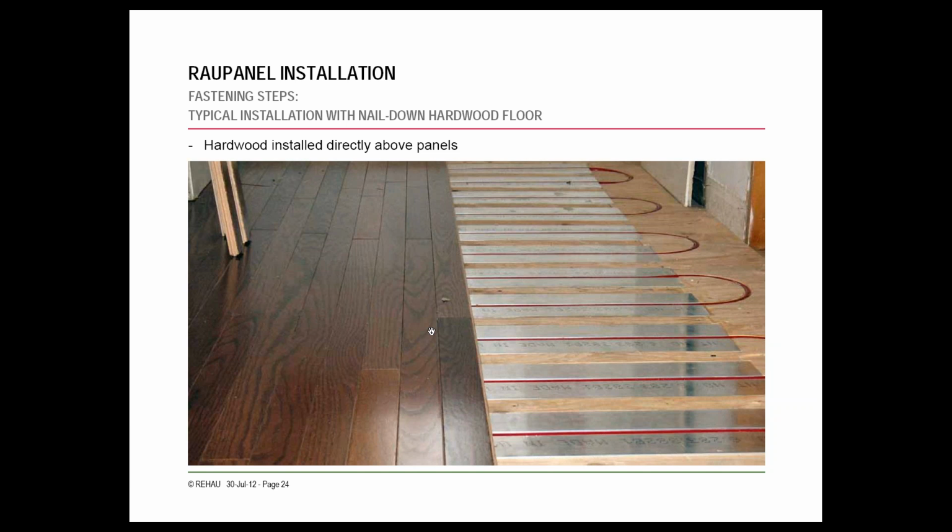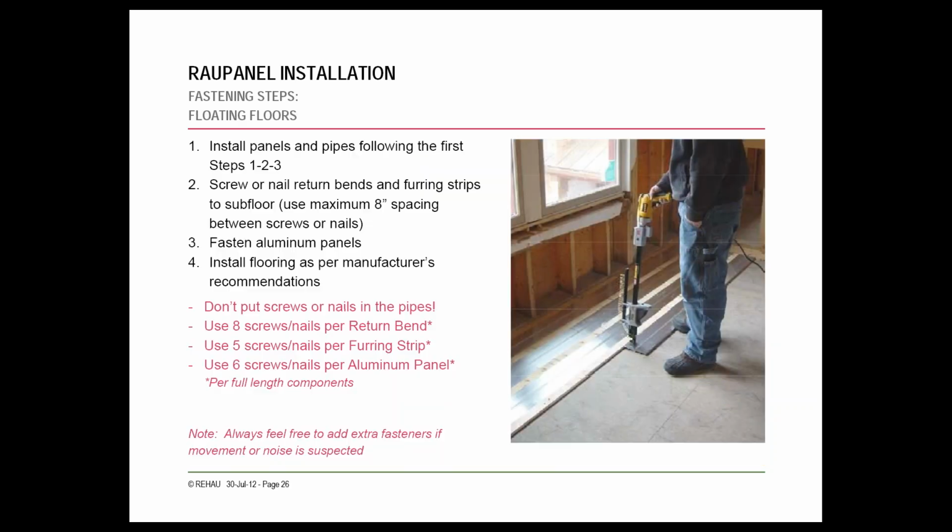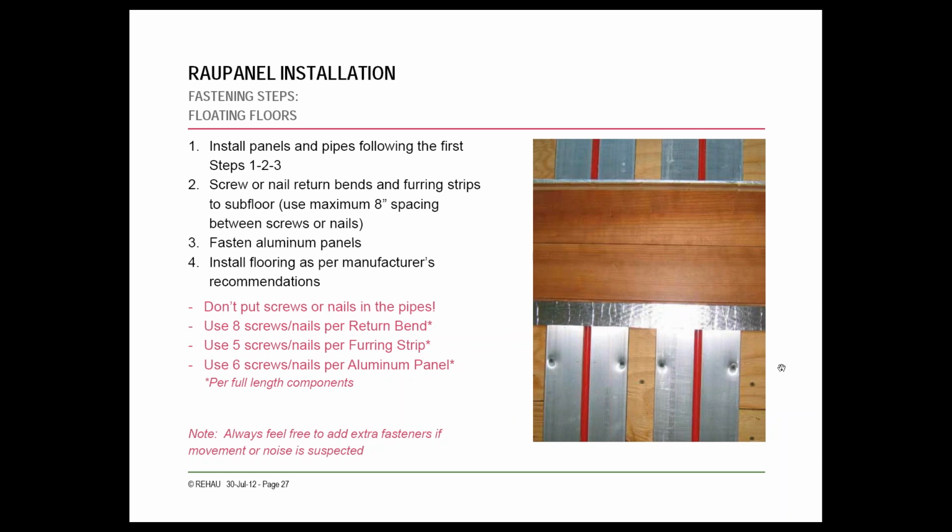And here it is with the hardwood installed directly by the panels. You also want to make sure that you're going perpendicular to the flooring. If you are going over concrete, or if you're going to be using a floating floor, you do need to anchor the plates to the floor. If you're doing a nail down floor, they can float. You would just nail the wood down. But if you're going to be using a floating floor, or you're going to be connecting to concrete, you need to anchor the aluminum panels to the floor.